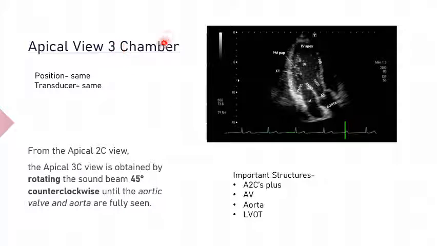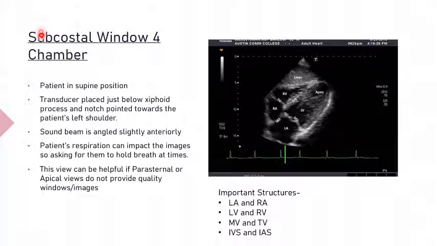The next one, I believe it's the last of the apical, is 3-chamber. And you'll have the same position, same transducer location. And you're going to keep rotating counterclockwise 45 degrees from the previous. And that'll pull in the aorta and the aortic valve. And you'll still see apex, left atrium, left ventricle, all that in the mitral valve, but you'll get the aorta to come in, the aortic valve. That's important. Now we're going to go to subcostal window and usually start out with the 4-chamber.